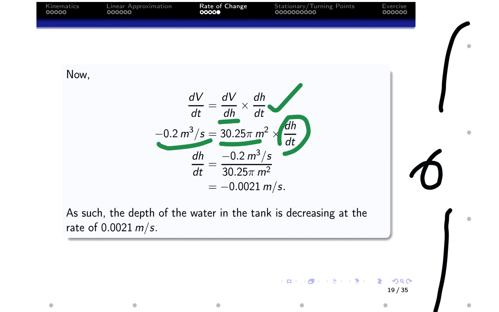So minus 0.2 meter cube per second divided by 30.25 pi meter squared. Meter squared will cancel 2 of the meters here. So you're going to end up having minus 0.2 divided by 30.25 pi, that is minus 0.0021 meter per second. So that means that the depth of the water is reducing by 0.0021 meter per second. As such, the depth of the water in the tank is decreasing at the rate of 0.0021 meter per second.